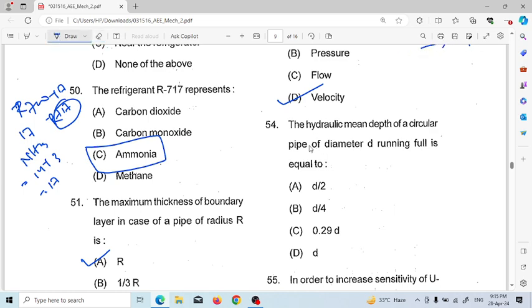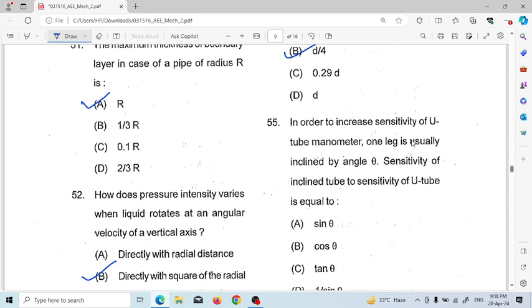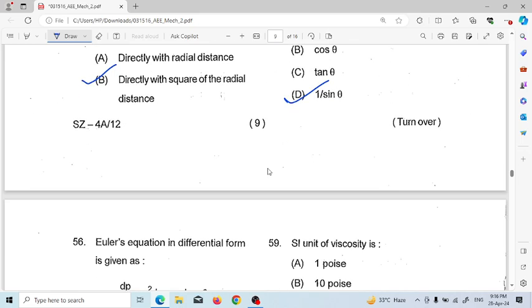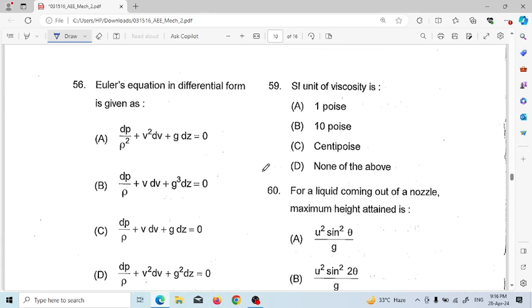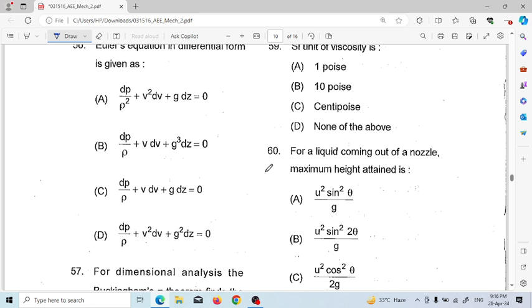Next question number 54. The hydraulic mean depth of a circular pipe of diameter d running full is equal to d by 4. Next, in order to increase the sensitivity of a U-tube manometer, decrease the angle theta, and sensitivity is 1 by sin theta. Option D is the correct answer. The Euler equation is dp by rho plus v dv plus g dz is equal to 0.